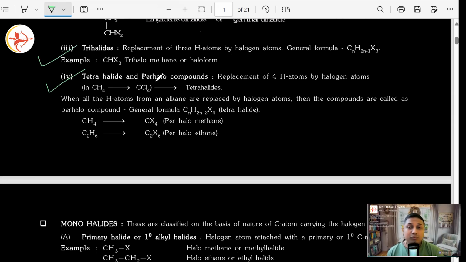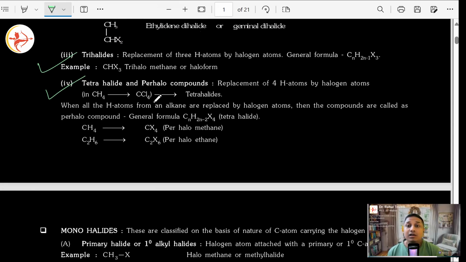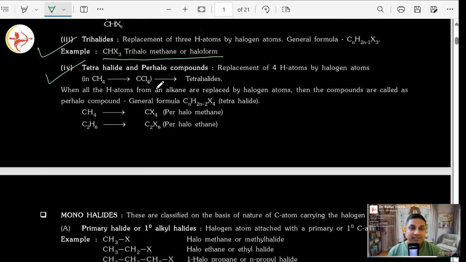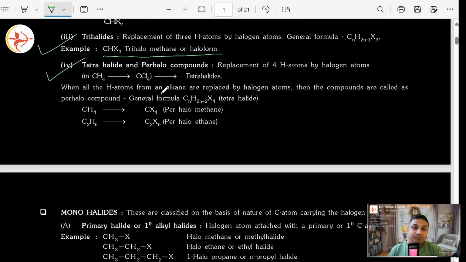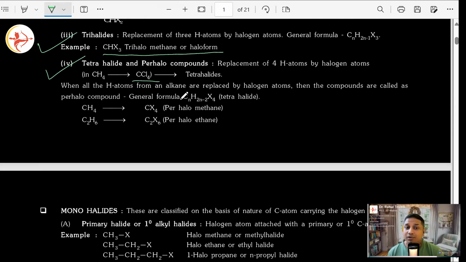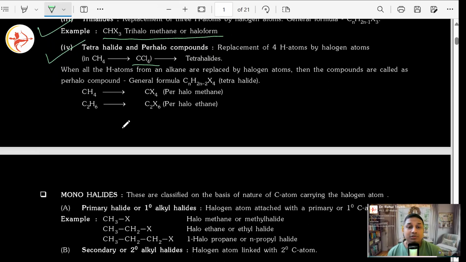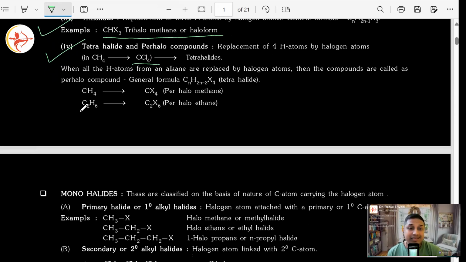One of the most famous trihalides are, anybody? Chloroform, bromoform, iodoform. Yes or no? One of the most famous haloforms, I mean trihalides, are these fellows. Okay, fine. For tetrahalides, another most famous one is carbon tetrachloride. Similarly, if you substitute all the hydrogens, even in ethane, that will turn into perhaloethane. Understood?